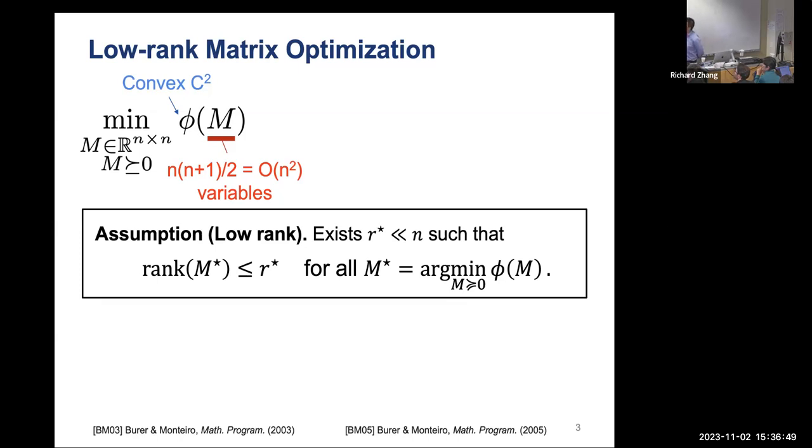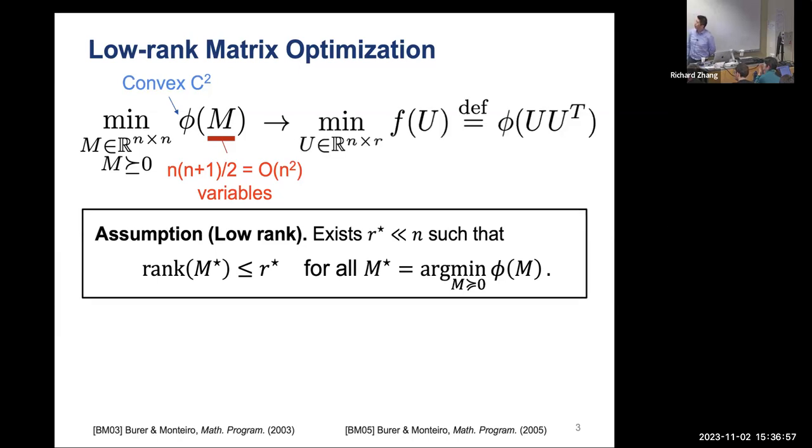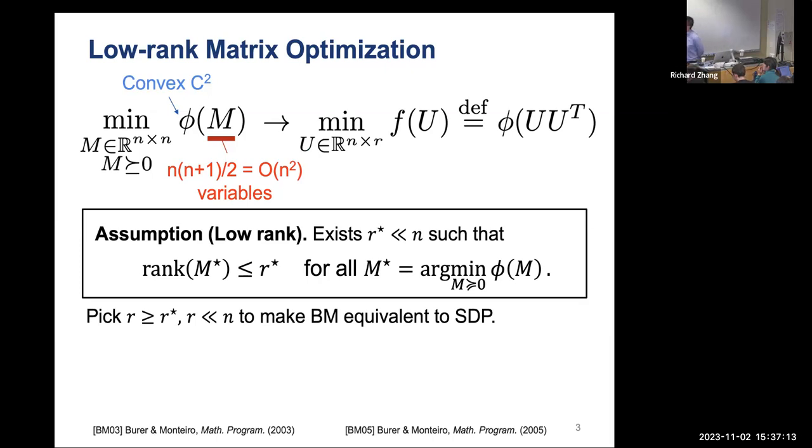And this low rankness, we ask, can we exploit this as a formal assumption about the structure? This is very popular. One thing we can do is, since we know that the solution is going to be low rank, we can try to optimize over a low rank matrix directly by factoring it. So here what we're doing is introducing this n by r matrix U, and we pick this r to be bigger than r star here so that these two problems are going to be the same.